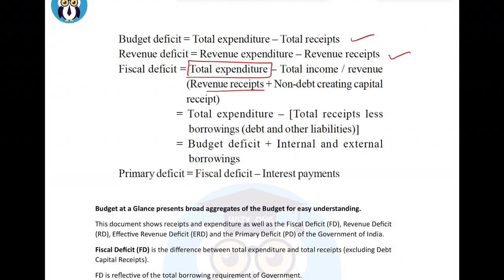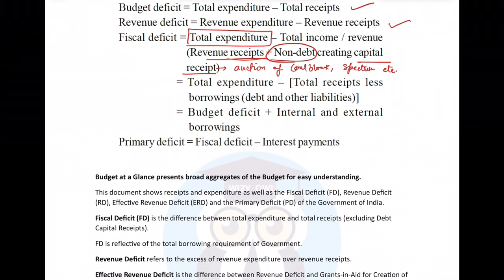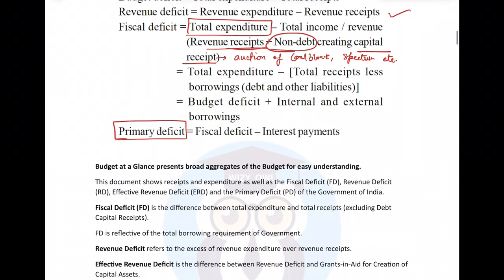What is total income? Revenue receipt plus non-debt creating capital receipt. What are non-debt creating capital receipts? Like, let's say, auction of a coal block, or you can say spectrum, etc. And the primary deficit is fiscal deficit minus interest payment.